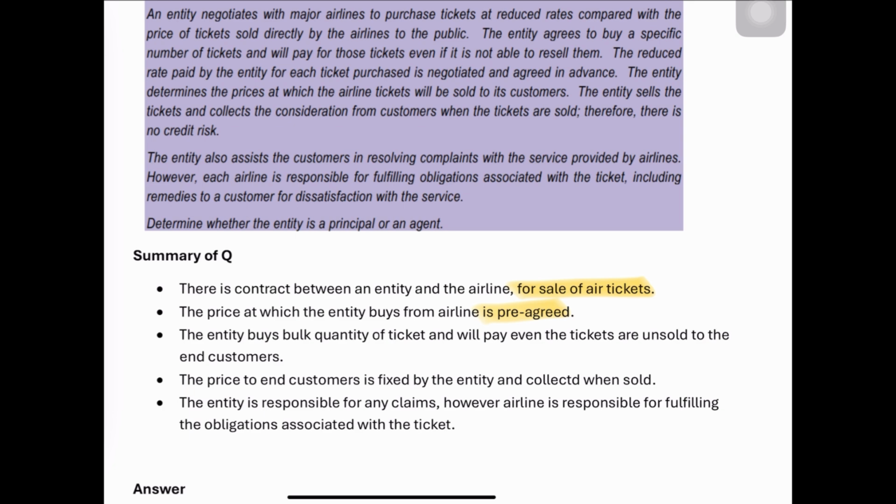Okay, so the price to the end customer is fixed by the entity, and collected when sold. The entity is responsible for any claims, while the airline is responsible for fulfilling the obligation associated with the ticket. Now we have to determine whether the entity is a principal or agent.